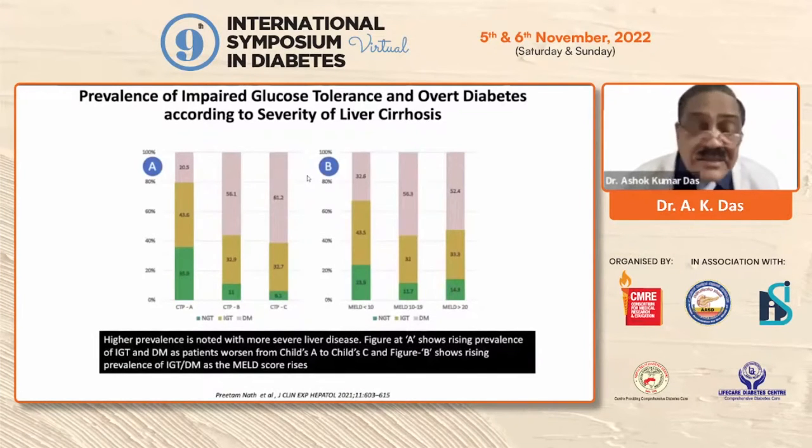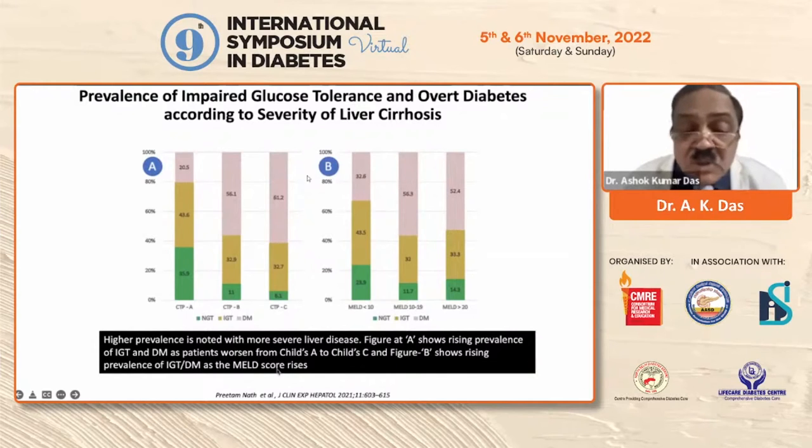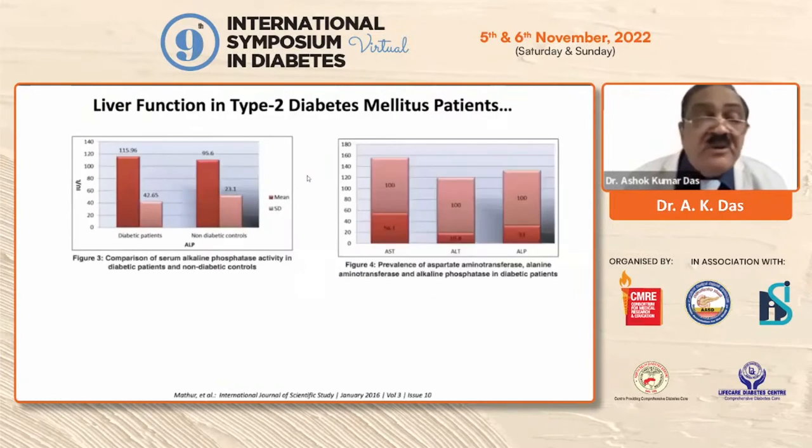Now, if you look at the severity of the liver cirrhosis from Child A to Child B and Child C, you will find a higher prevalence noted with more severe liver disease. Now, this is figure A, this is figure B. Figure A shows rising prevalence of IGT and diabetes mellitus as the cirrhosis worsens from A to C, and figure B shows rising prevalence of IGT and DM as the MELD score rises. So there's a good relation between them.